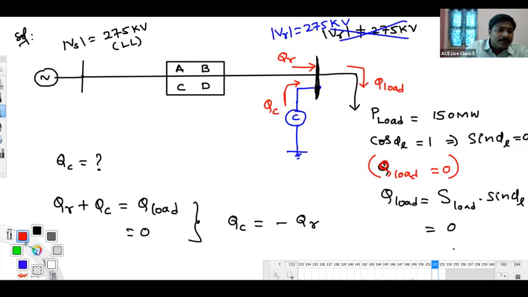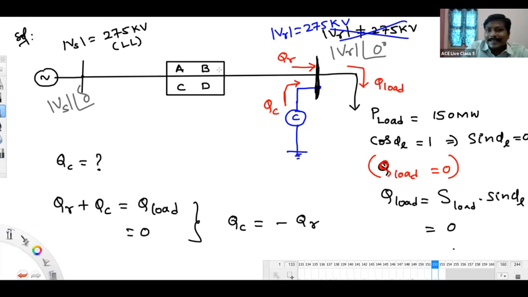For example, if your sending end voltage is at mod Vs at an angle delta, and receiving end voltage is at mod Vr at an angle zero, the delta is the angular difference between sending end and receiving end voltages. They have not mentioned the value of delta in the problem. Does it mean it is 0? No, we should not say that delta is 0. We don't know that value of delta. It is required to calculate that in this problem.